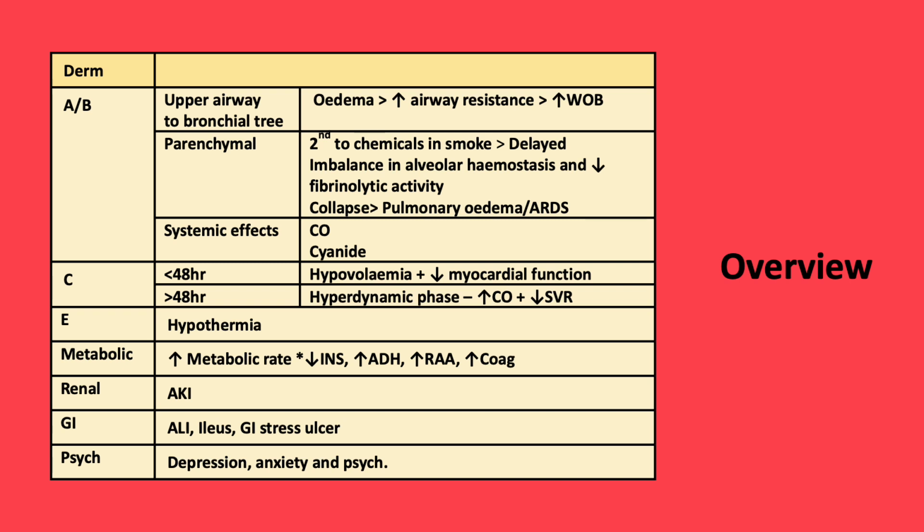The cardiovascular effects are variable, so in the first 48 hours, patients may experience reduction in myocardial function and hypovolemia, and following this, a hyperdynamic phase. There's always a risk of hypothermia and an increased metabolic rate, but also a range of metabolic effects including increased ADH, increased renin-angiotensin-aldosterone system activation and increased coagulation. There's also a risk of acute kidney injury, acute liver injury, ileus and stress ulcers. And finally, there's a range of psychological presentations.